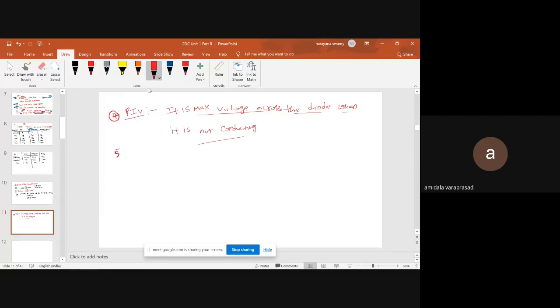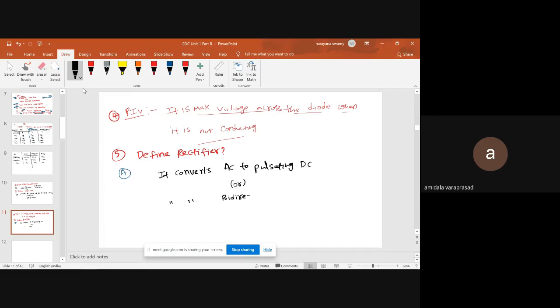And next one is define rectifier. The answer: it converts AC to pulsating DC. In other words, it converts a bidirectional signal to a unidirectional signal. That is the definition of a rectifier.